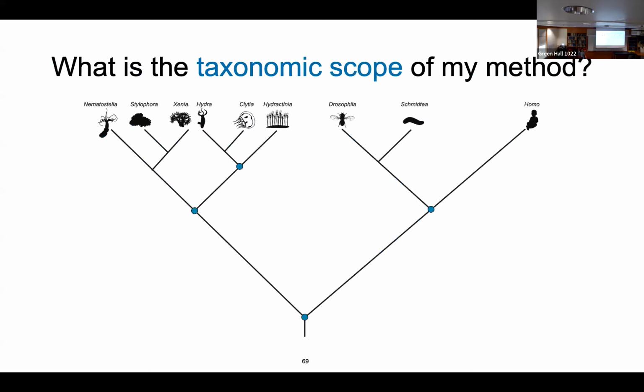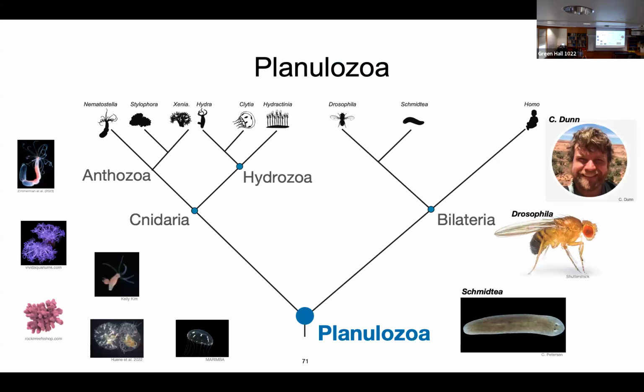Okay, so I've got this exciting new method, but the first question everyone asks is, does it work on anything that isn't your pilot data set? What is the taxonomic scope of my method? So I decided to look at 3 phylogenetically nested clades. The first is Planulozoa. That is the clade consisting of Cnidaria and Bilateria. Cnidaria are the sea anemones, jellyfish, and corals, and I think everyone here is familiar with Bilateria. So I had 6 cnidarians, 3 anthozoans and 3 hydrozoans, and then for the bilaterians, I had a human, a fly, and the flatworm Schmidtea.